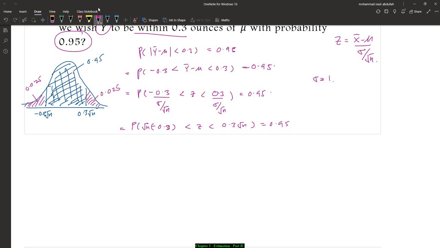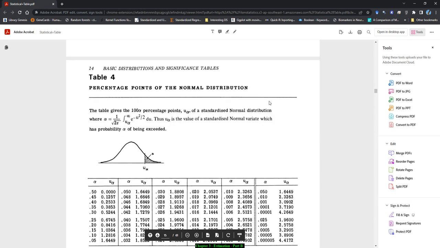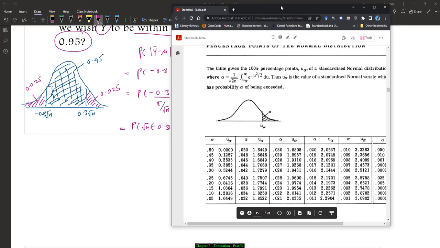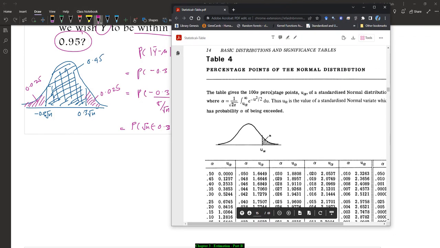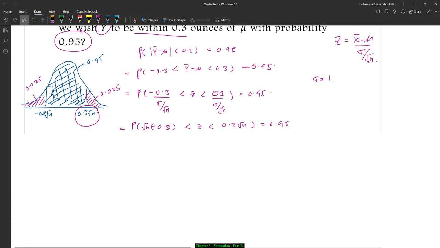Right? By looking at the statistical table, table number 4, the area on the right hand side is alpha. So since in this statistical table, it reads the area on the right hand side, we need to find 0.025, which should be 1.96. So the whole thing here is 1.96, and the whole thing here is negative 1.96, right?